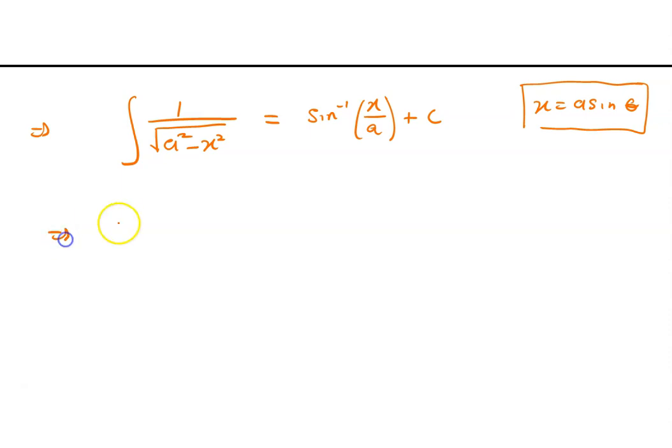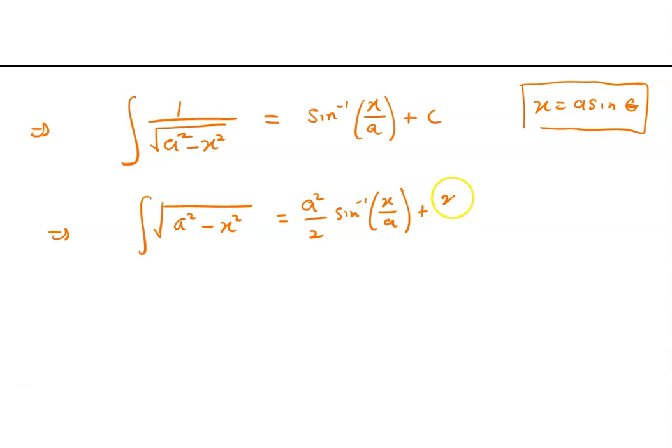Also, if I have the integration of the square root of a squared minus x squared, then this is going to be quite complicated. The result is a squared over 2 sine inverse of x over a, plus x over 2 square root of a squared minus x squared, plus c. Yes, that is if I have an integration like this.